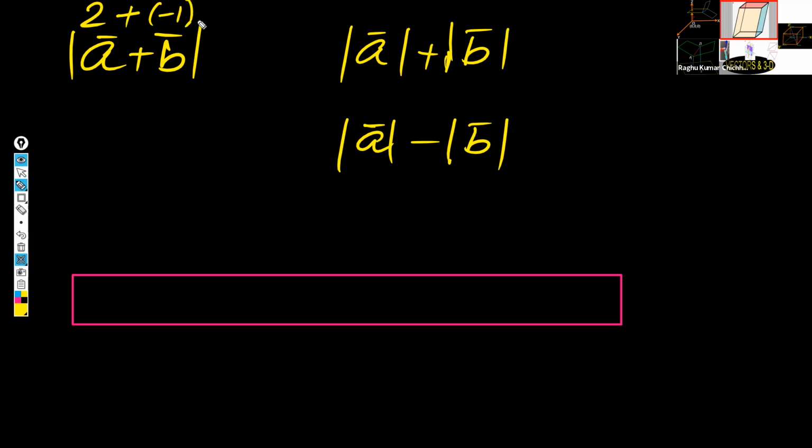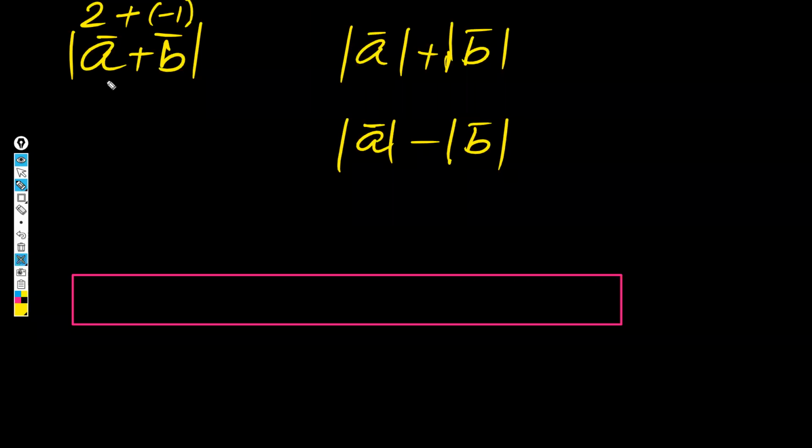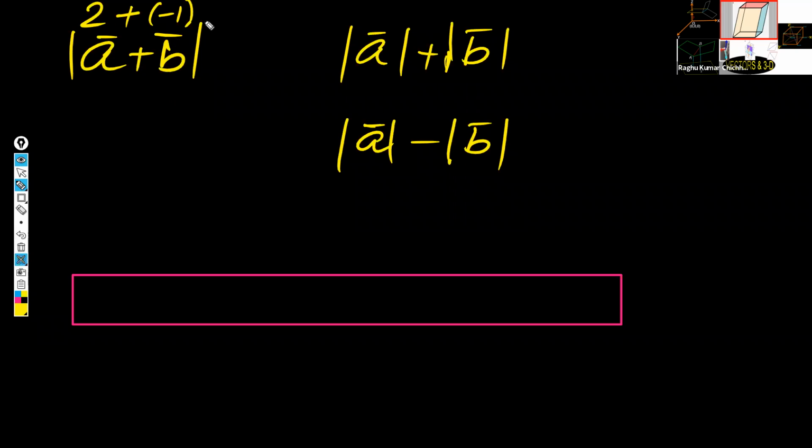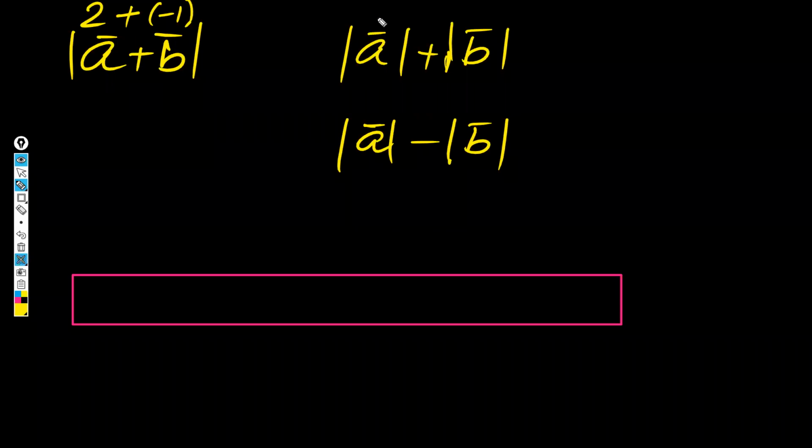I'm converting them to lengths now. A bar length is 2. Let us suppose B bar is minus 1. Then what is modulus of 2 minus 1? Respond, please. If you put A bar as 2 and B bar as minus 1, what is its value? 1. Yes, 2 minus 1 is 1.